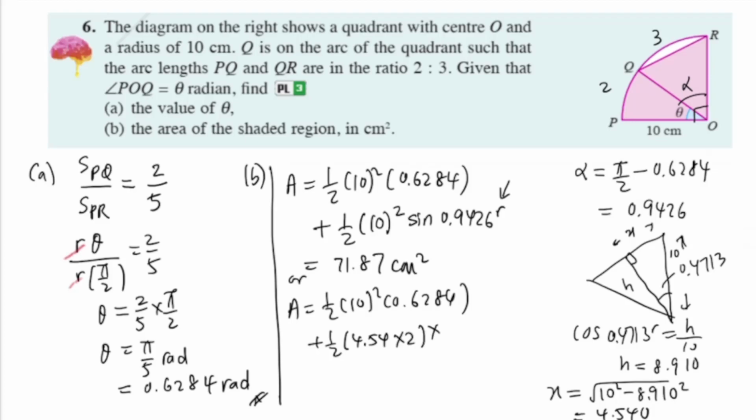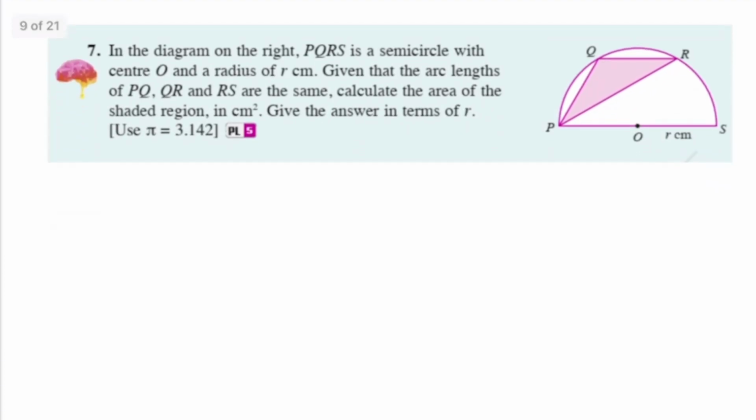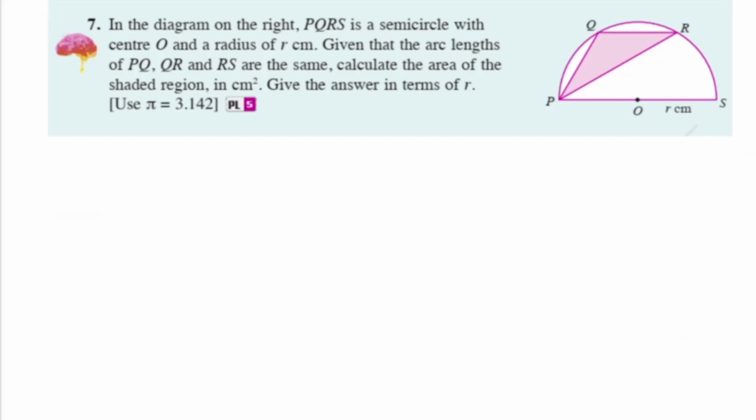Your height is 8.910. Oh, this is very long in my opinion, so that's why I fancy half AB sine C, because it's short and precise, right? Okay, so you will get the same answer, 71.87, right? Understand the difference between these two methods, half AB sine C is the winner, short and simple. All right, let's look at question number 7.